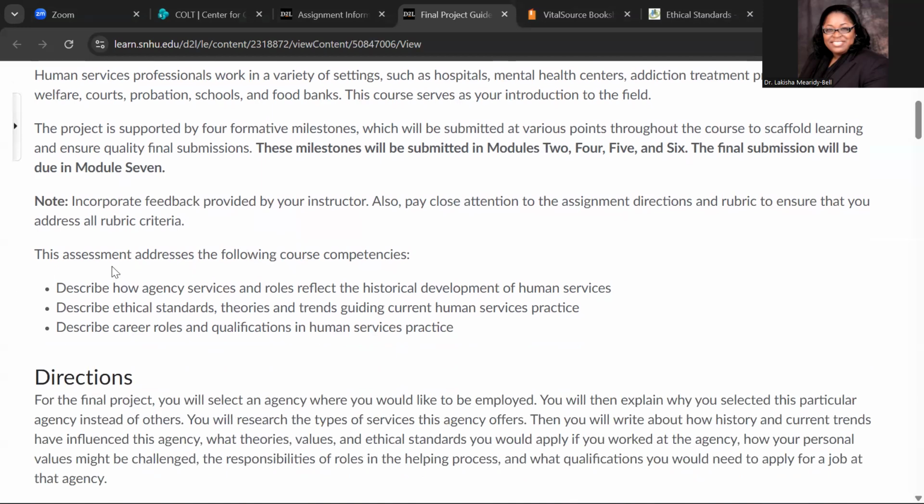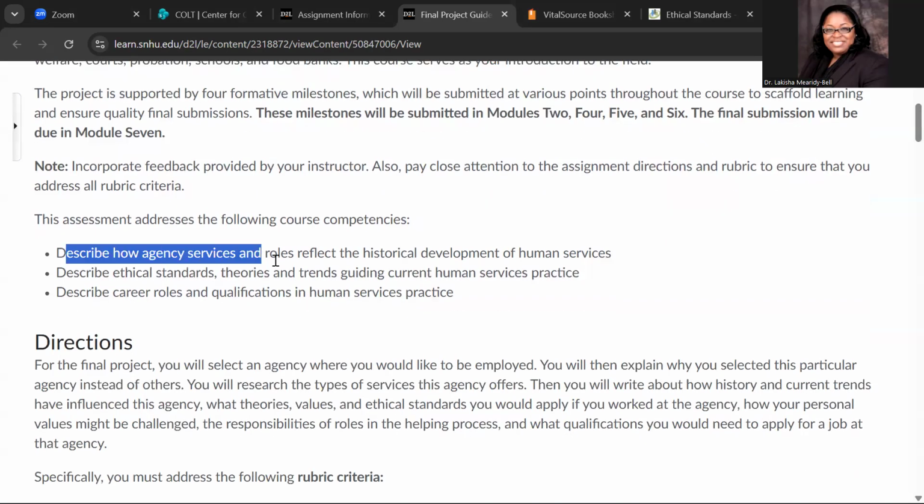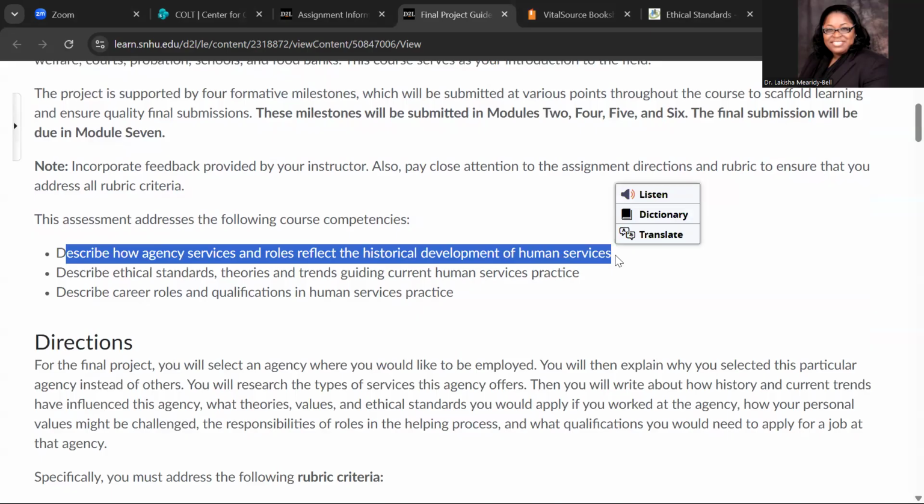There are some competencies that you are going to revisit to include in your assignment. I'll show you how they link up in just a second, but for right now, I just want you to document these 3 competencies and the chapters that they come from. Now, the first one describes how the agency roles and services reflect the historical development of human services.